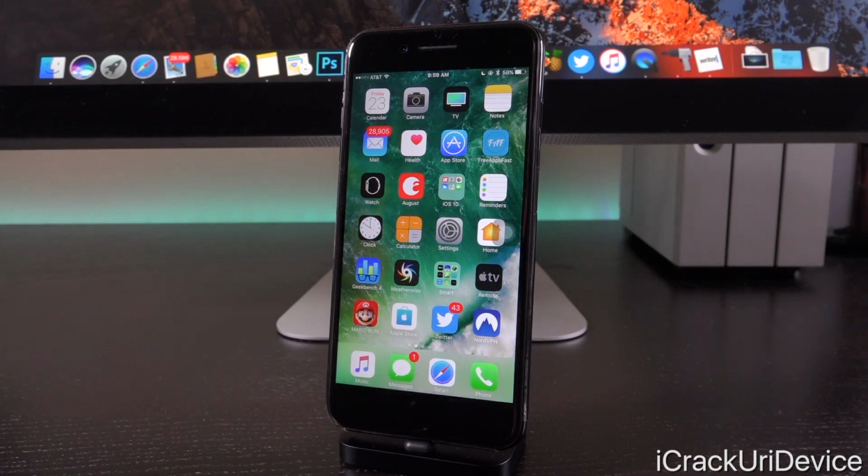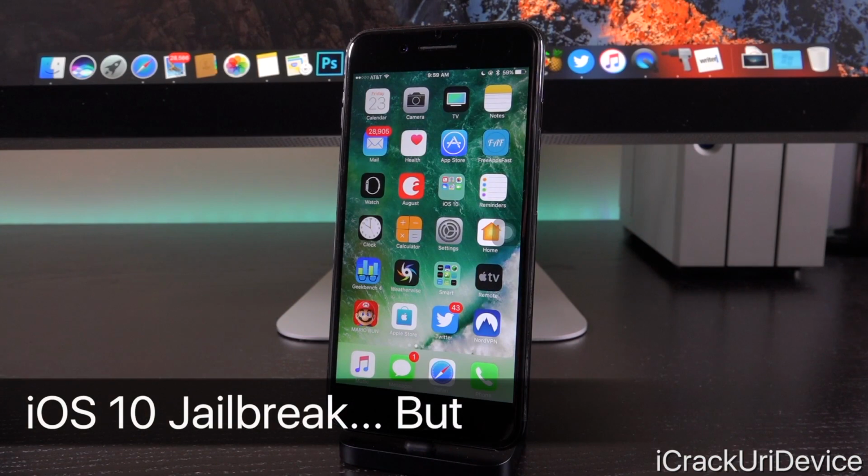Also, big thumbs up because we are going to be getting an iOS 10 public usable jailbreak shortly. All right, so let's get straight into this.